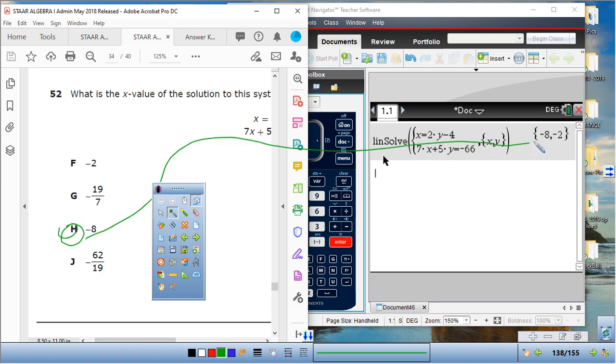I kind of like the way the green looks. All right. Again, it's in the calculator, menu 3, 2.